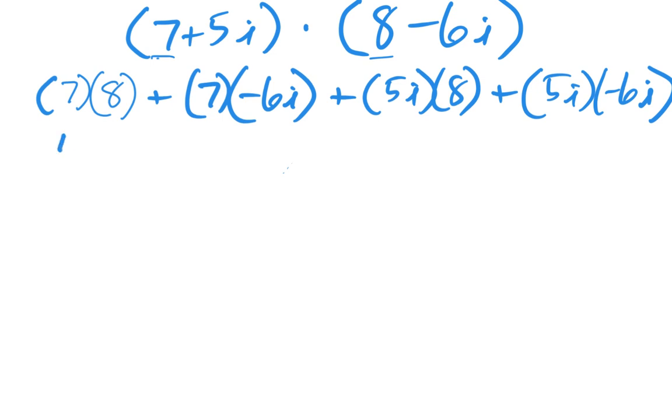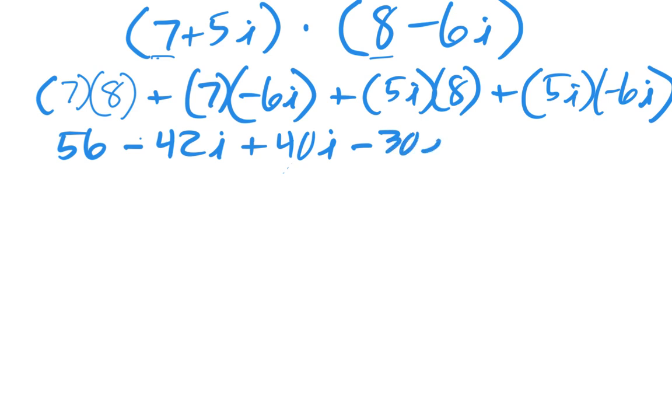7 times 8 is 56. 7 times a negative 6i is a negative 42i. 5i times 8 is a positive 40i. And 5i times negative 6i is a negative 30i squared. So everywhere we see i squared, we know that equals negative 1. Okay, do not forget that. So I'm going to replace i squared with a negative 1.